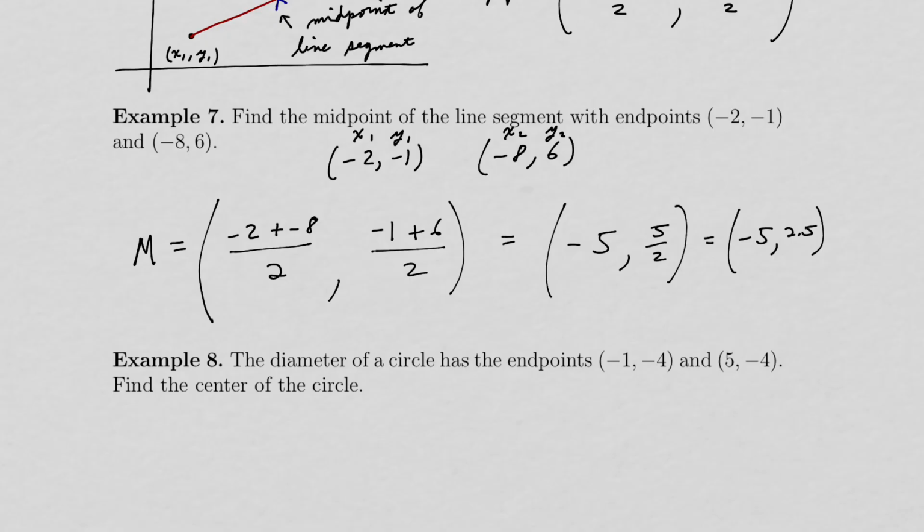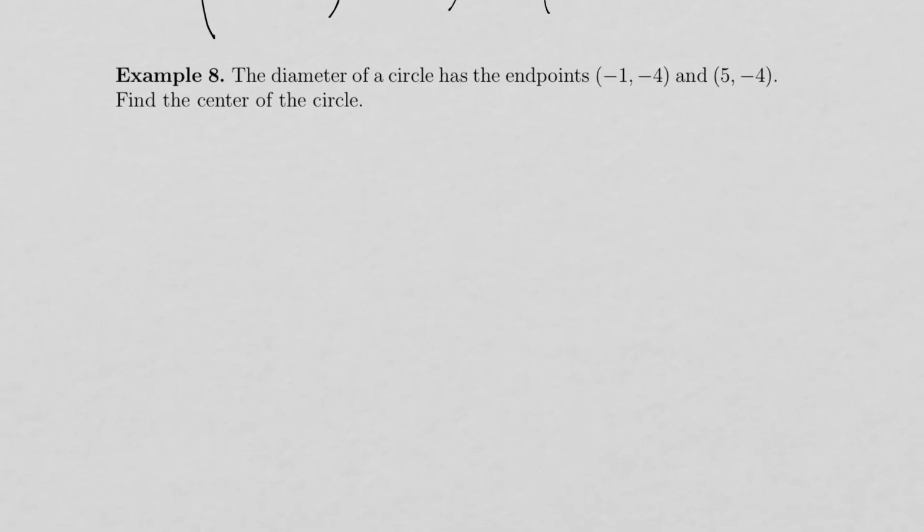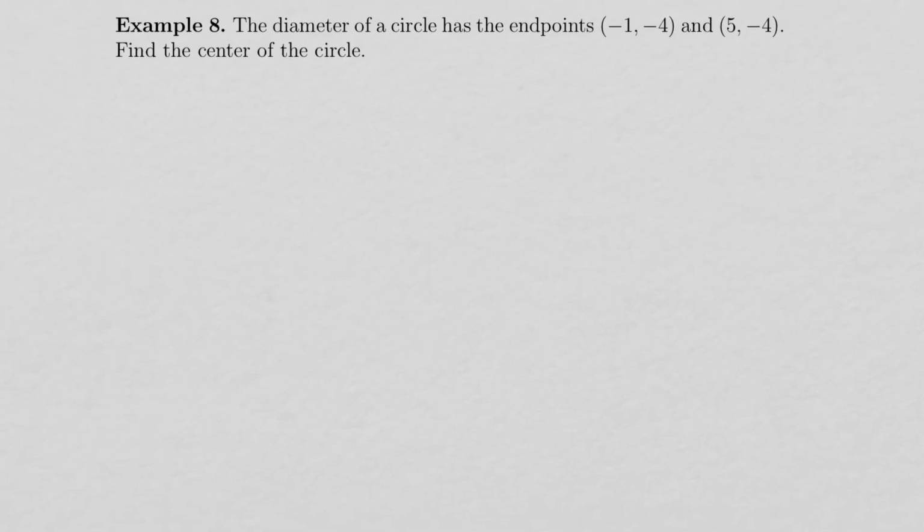Okay, let's do one more. This one says the diameter of a circle has the endpoints (-1, -4) and (5, -4). Find the center of the circle. First of all, let's see if we can draw this. I'm going to be mostly in the fourth quadrant, so I'm going to draw it kind of like this.